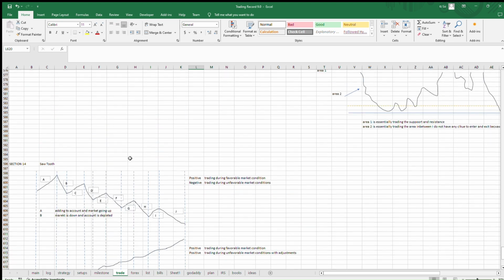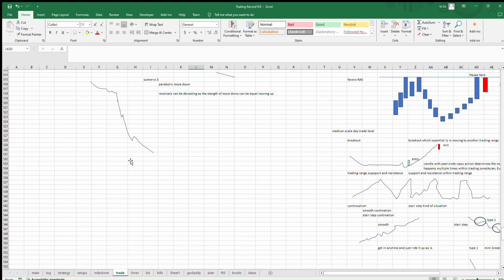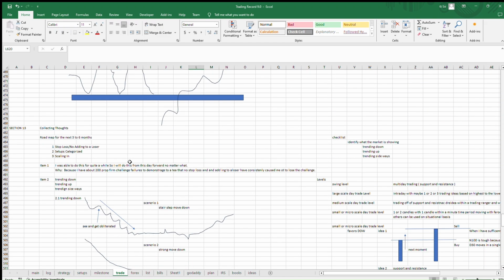Now this section right here is going to be very interesting to describe, collecting thoughts on trading scenarios. I'm going to expand upon this in section 15, specifics of micro trading.